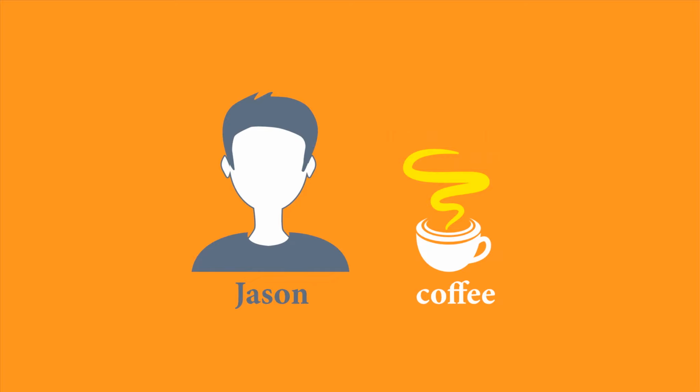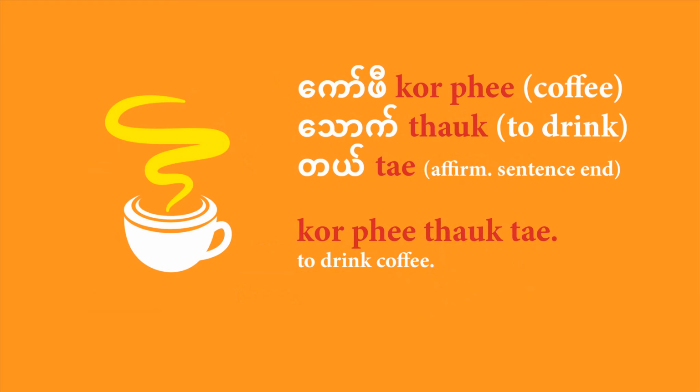Okay, let's take a look at another scenario. Now, while waiting for a response from Samantha, Jason is going to drink coffee. Coffee is also a loan word in Burmese, so it might be pronounced kopi in Burmese pronunciation, but it's essentially coffee. The verb to drink is thauk. To say drink coffee, you say coffee thauk me, or kopi thauk me in Burmese pronunciation.